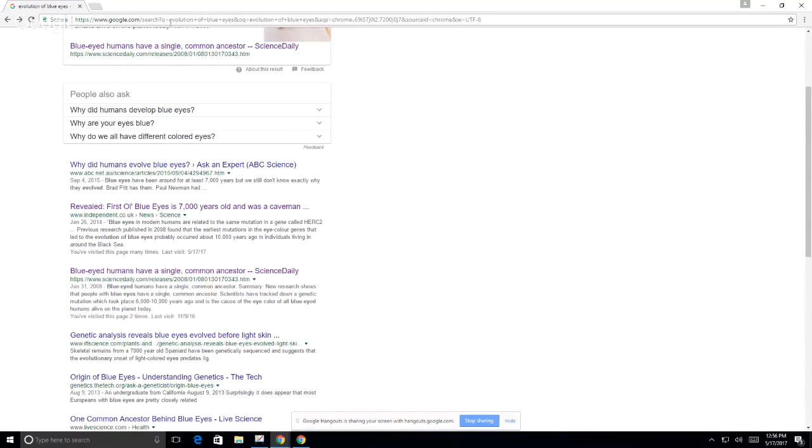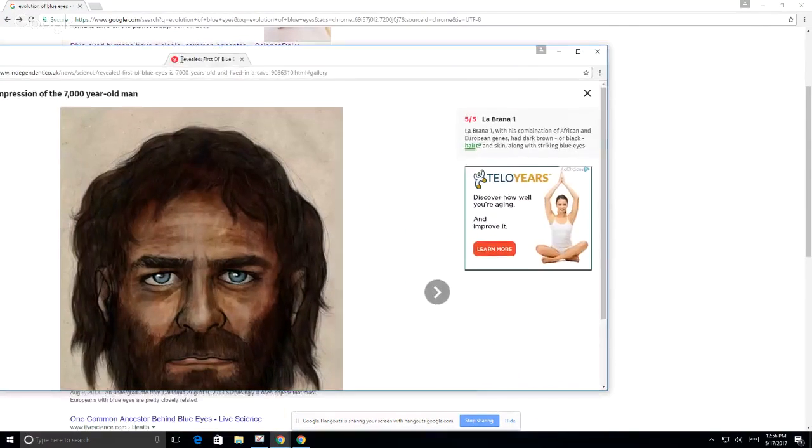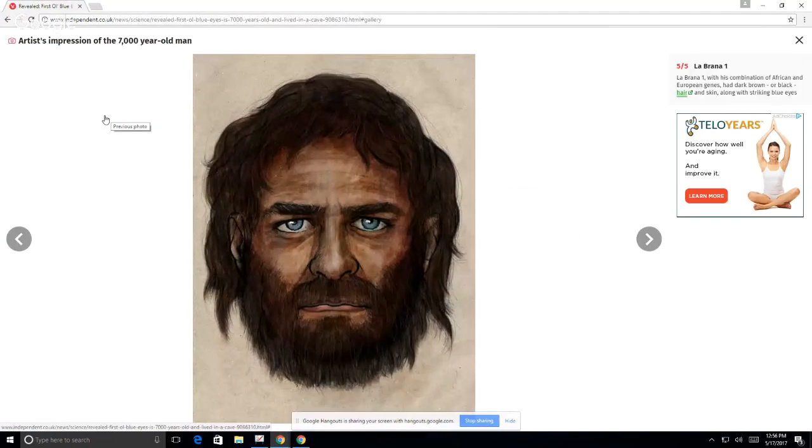Okay, so if we go back to what this single common ancestor looked like, they were able to reconstruct where they think blue eyes originated from and what population. And it was in the Mediterranean region, right? And this is a representation of what this person probably looked like. They took a DNA sample and found out through the DNA analysis that this person has blue eyes. So this could be our blue-eyed common ancestor, okay?